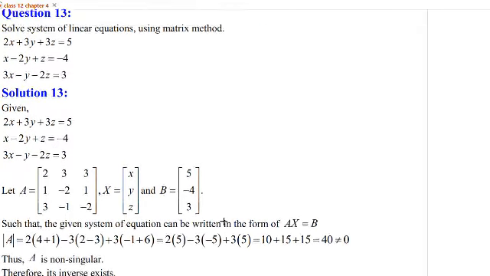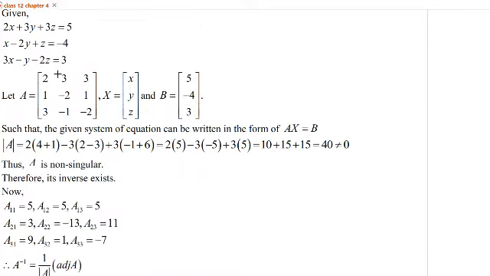And now we have question number 13, a similar question. 3 linear equations we have to solve. So again I'll repeat. First of all, make a matrix A with the coefficients of x, y, z: 2, 3, 3, 1, minus 2, 1, and 3, minus 1, minus 2. Then the variable matrix X, in which the column is these 3 variables. And then matrix B in which the column is these 3 constants at the RHS.